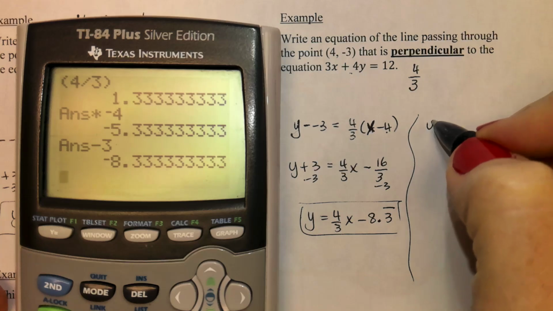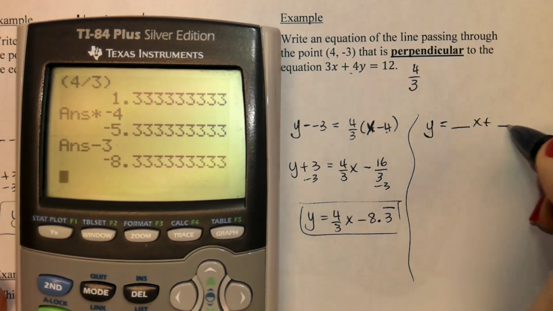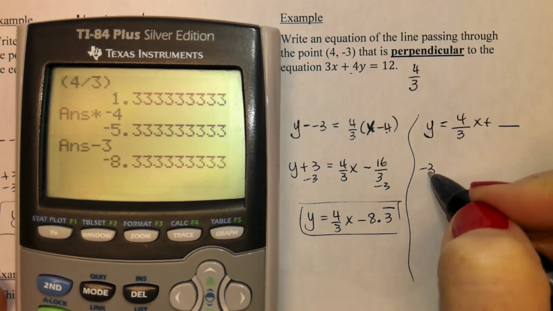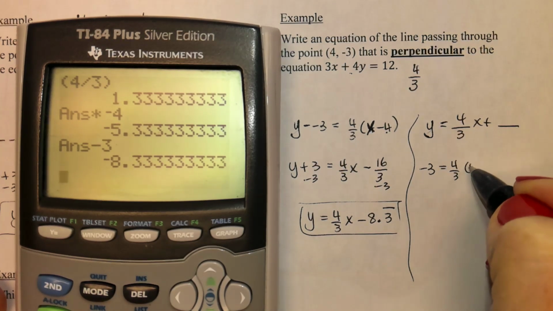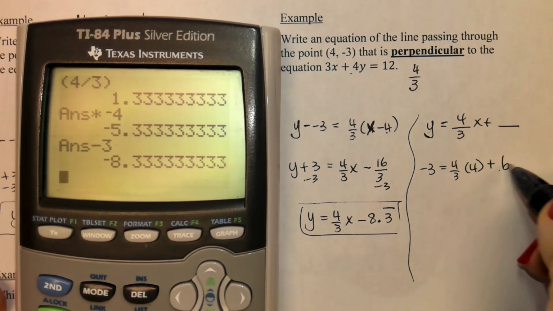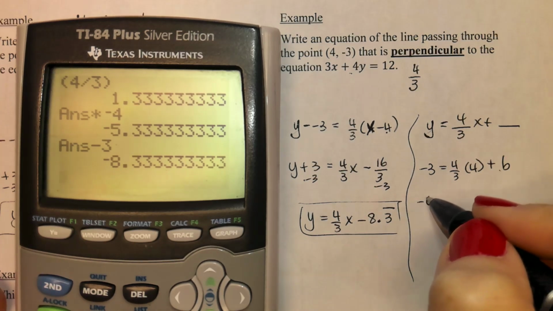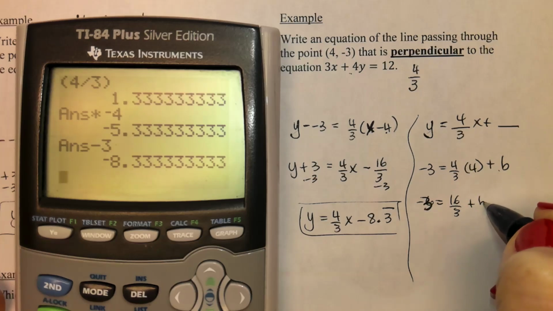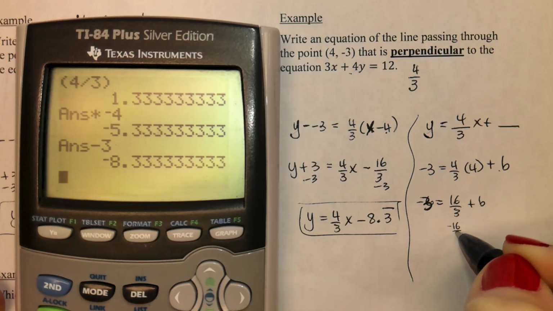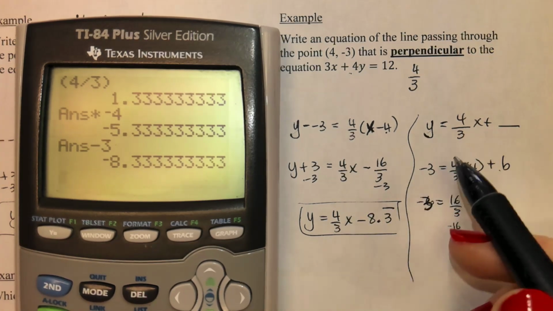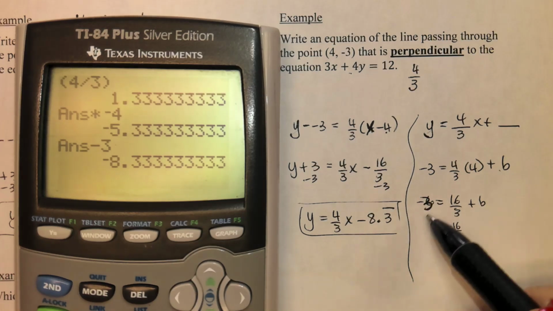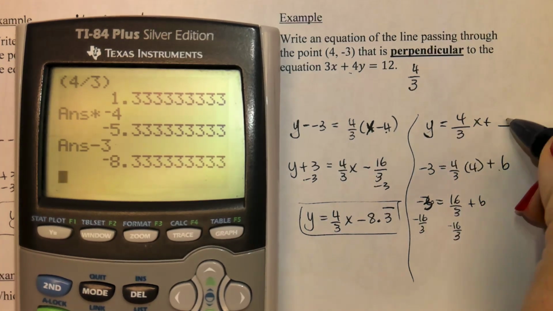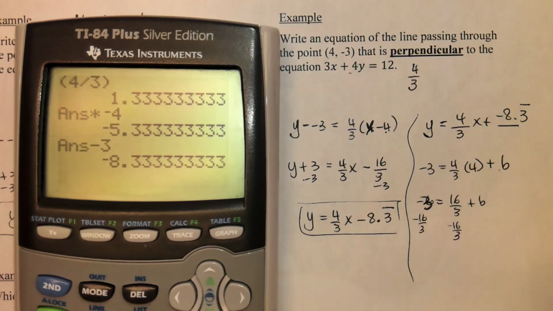We're going to do it the other way too, so y equals mx plus b. My m is 4/3, and then we're going to put our point in. So -3 equals 4/3 with our 4 and our new b. So this is, -3 equals, this is 16/3 plus b. So we'll minus our 16/3. We're kind of just doing the opposite of that. Instead of having the 16/3 and minusing 3, we have the 3 and we're going to minus the 16/3. In either case, we still come up with that -8.3 repeating.